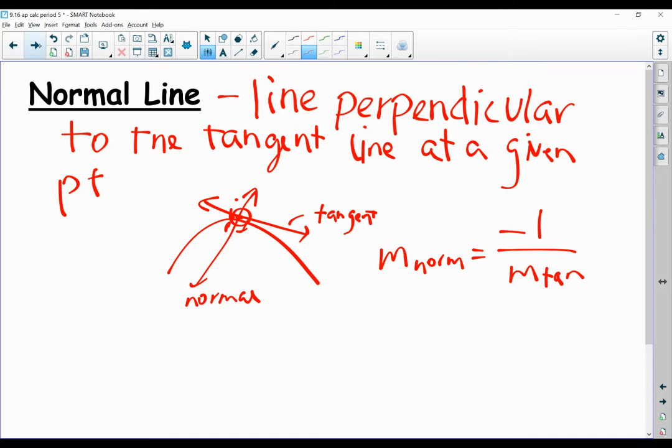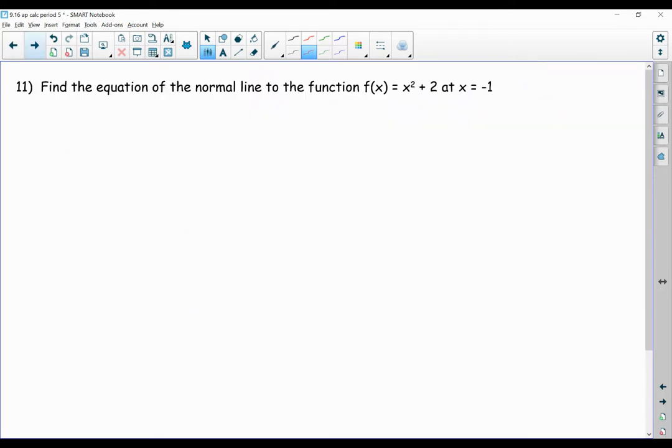Okay, so we'll do one example of this. Find the equation of the normal line of f of x equals x squared plus 2 at x equals -1. So if I want the equation of the normal line, first I need to figure out what the point is. So if I plug in -1, I get out 3. Now I need to figure out what my slope is. In order to do this, we would need to first find the IROC, or the slope of the tangent, which I picked this one on purpose because we already did it.